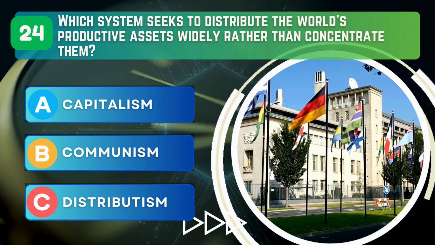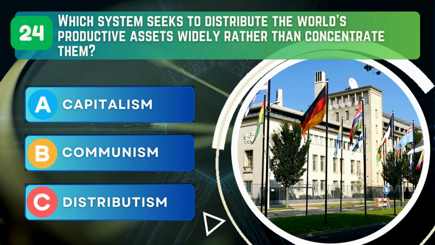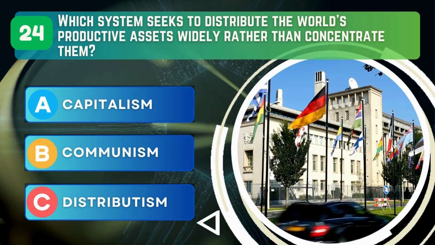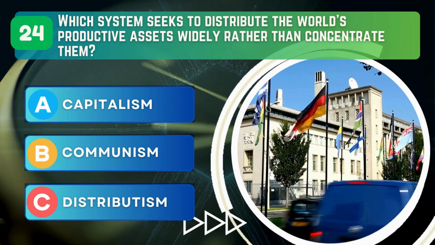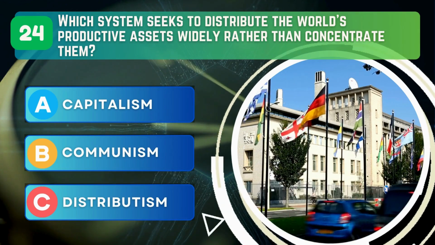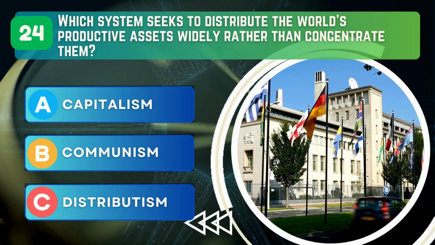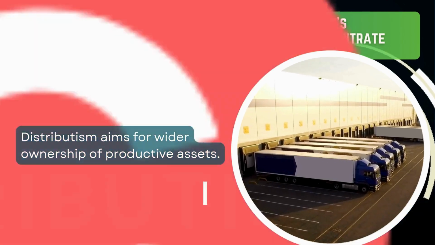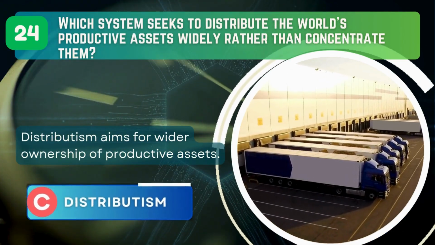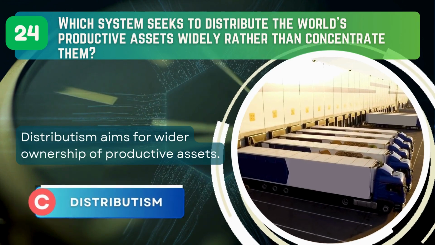Which system seeks to distribute the world's productive assets widely rather than concentrate them? Distributism. Distributism aims for wider ownership of productive assets.